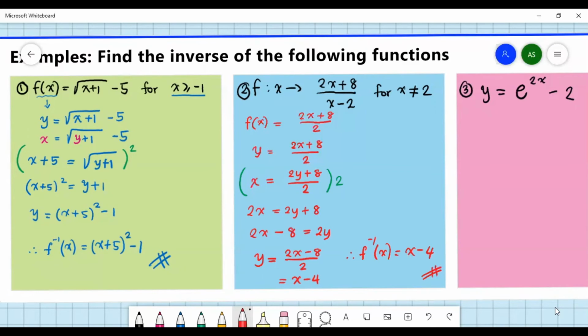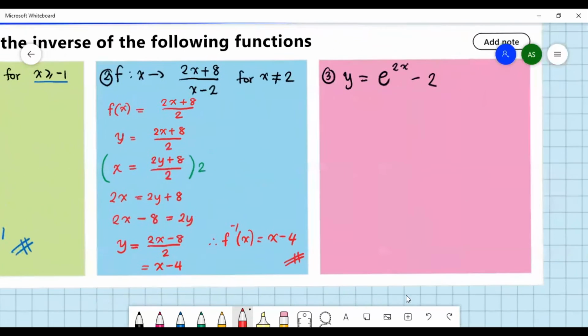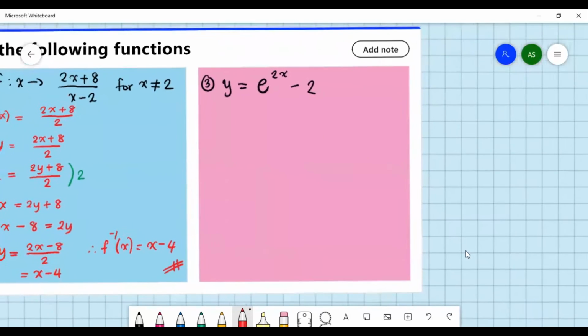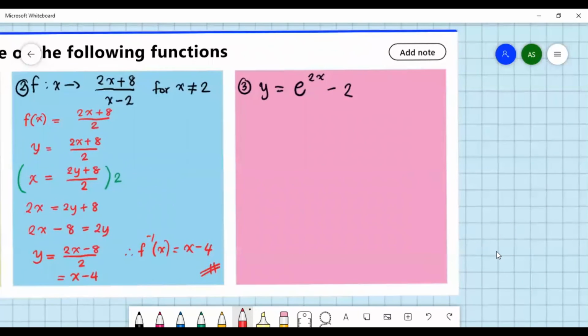And we're done. Last question. What if you're given an exponential function? What do we actually do? As you can see in this case, your function is already in terms of y. So we just need to interchange. That will give us x is equal to e to the power of 2y minus 2. Of course, we have to make y the subject of the formula.